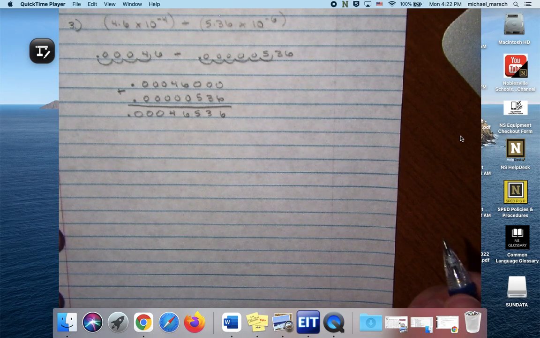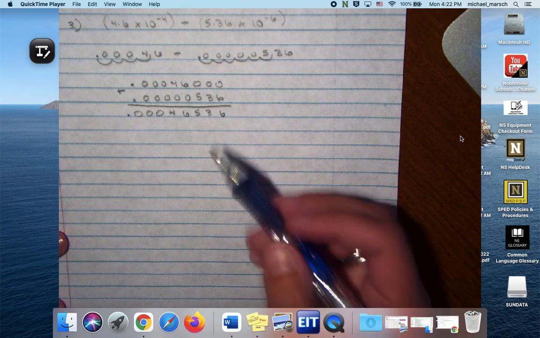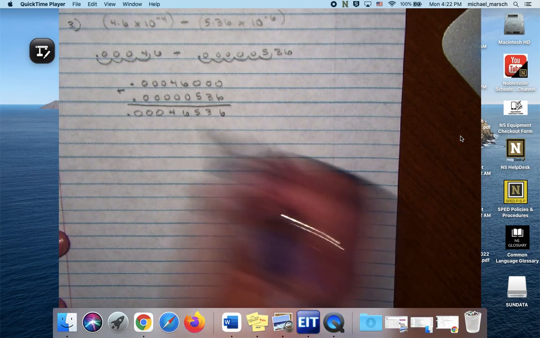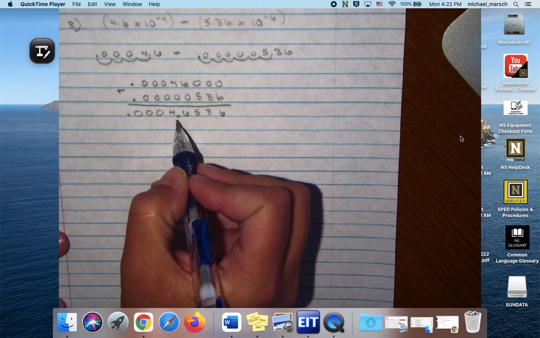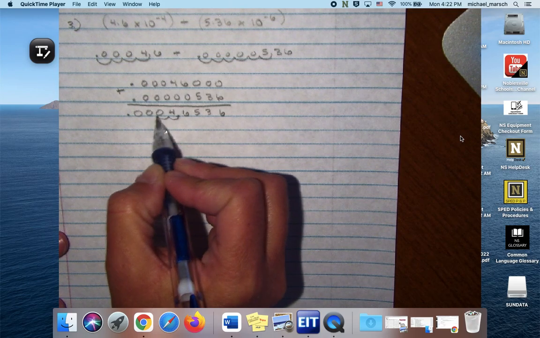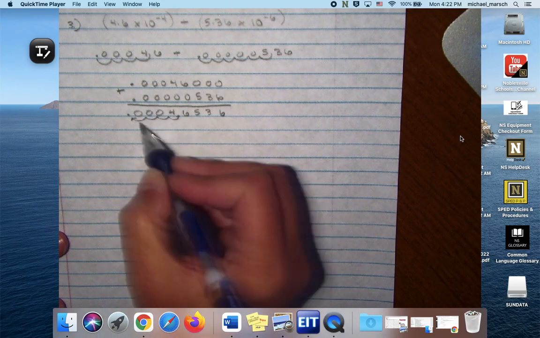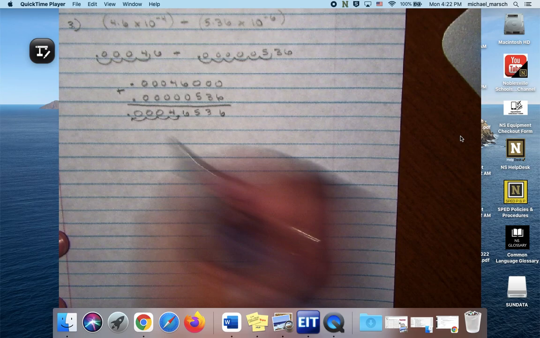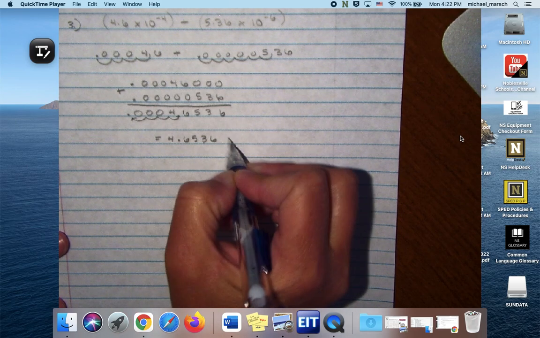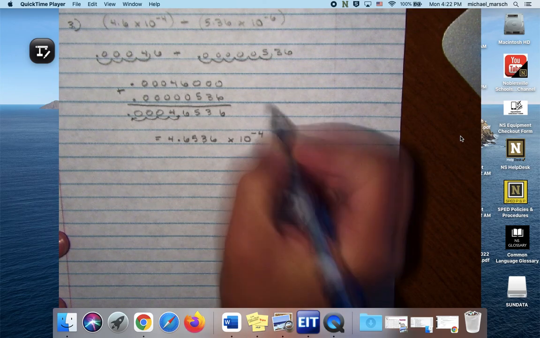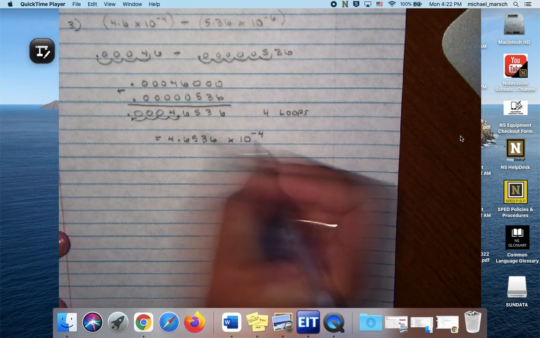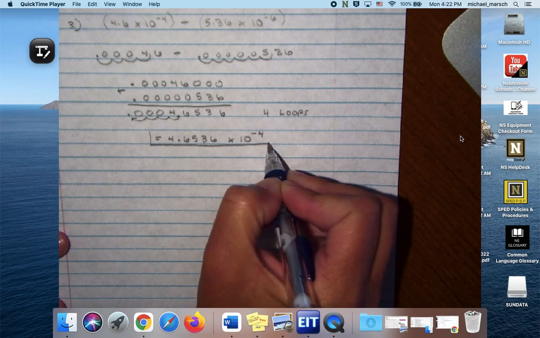And just like with the first 2 examples, I cannot leave this in standard form. I have to change it back into scientific. So remember, we put our decimal here after the first non-zero digit. We count that it would take 4 loops to the left. So my final answer is going to be 4.6536 times 10 to the negative 4. And this is a negative because I had to go to the left.